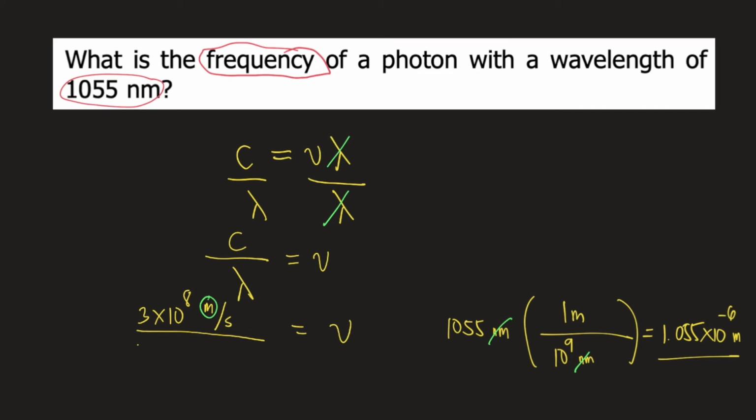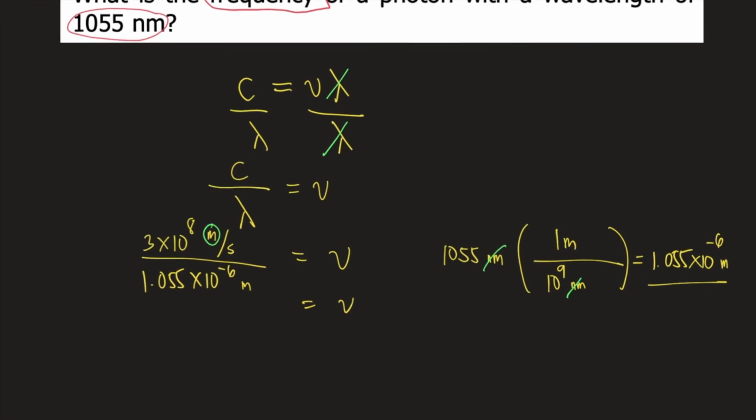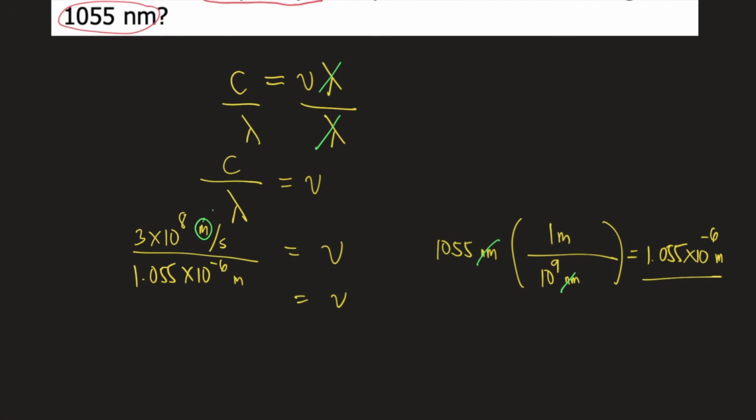So divided by 1.055 times 10 raised to negative 6 meters. So meters will cancel out, and the unit for frequency would be per second. So 3 times 10 raised to 8 divided by 1.055 times 10 raised to negative 6 is equal to 2.844 times 10 raised to 14 per second.